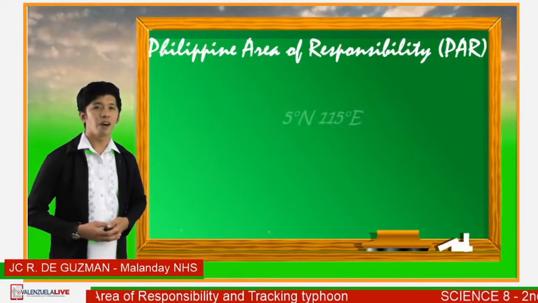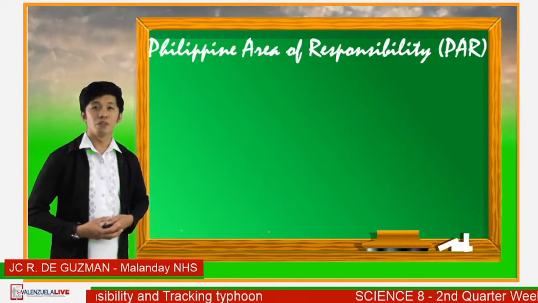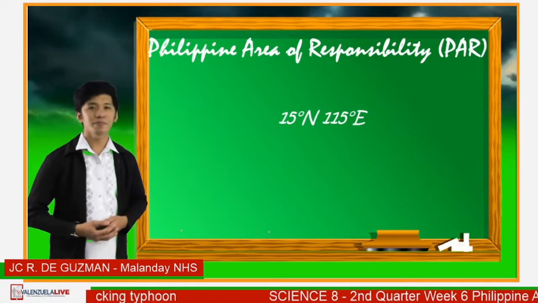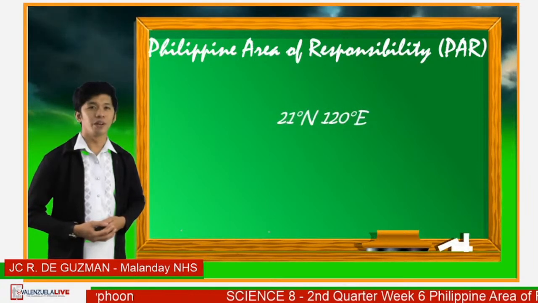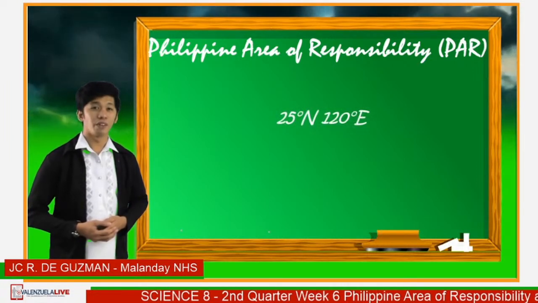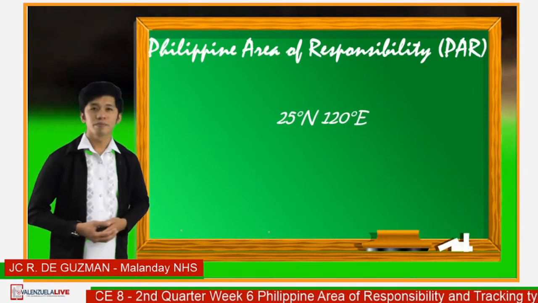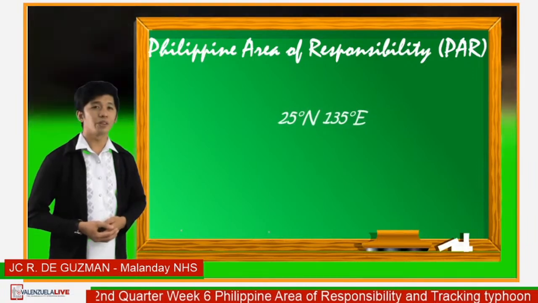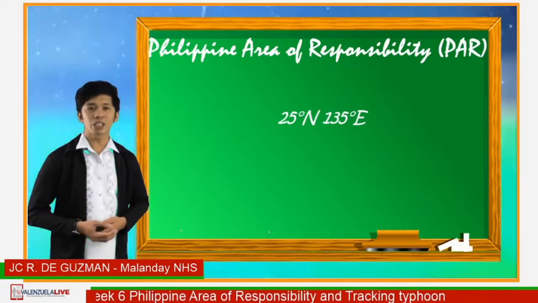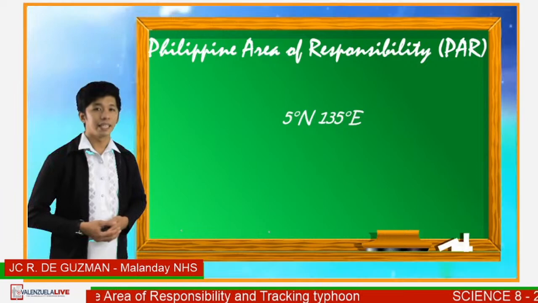We have 5 degrees north, 115 degrees east, 15 degrees north, 115 degrees east, 21 degrees north, 120 degrees east, 25 degrees north, 120 degrees east, 25 degrees north, 135 degrees east, and last we have 5 degrees north and 135 degrees east.